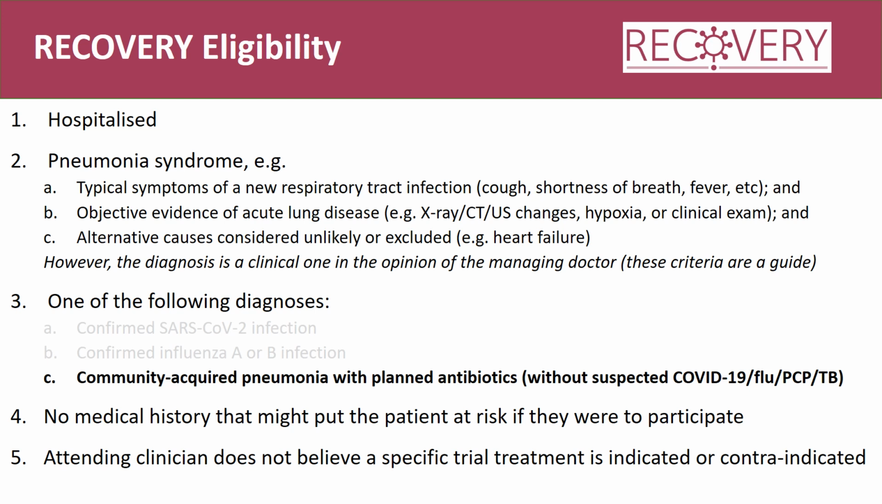Patients with pneumonia must also have one of the three diagnoses here, which will determine the treatment comparisons available. The COVID and influenza categories are greyed out because I'm not discussing these. And the third category is for patients with CAP, who should have a diagnosis of community-acquired pneumonia with planned antibiotic treatment and no suspected or confirmed COVID, influenza, PCP or TB, as discussed in a minute.